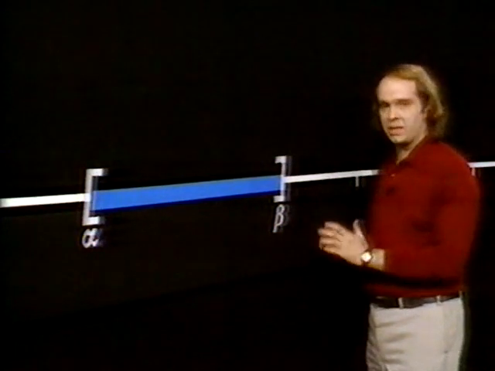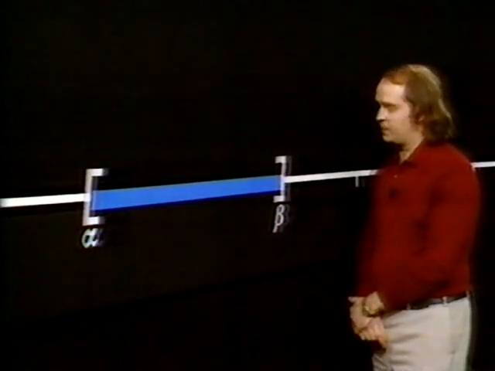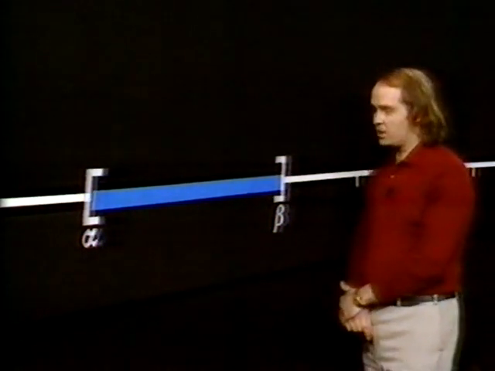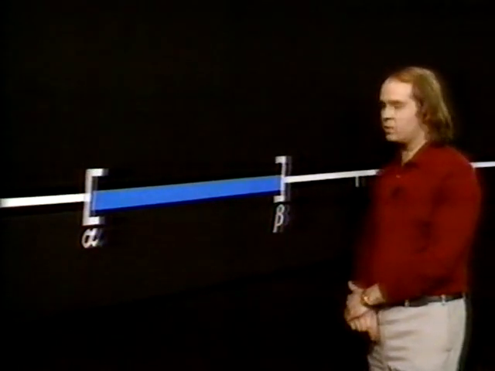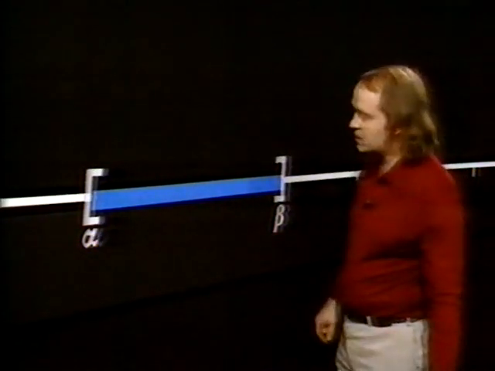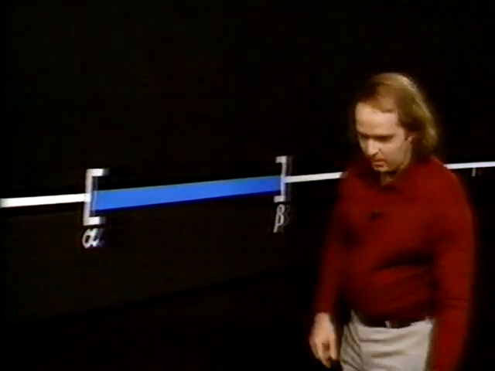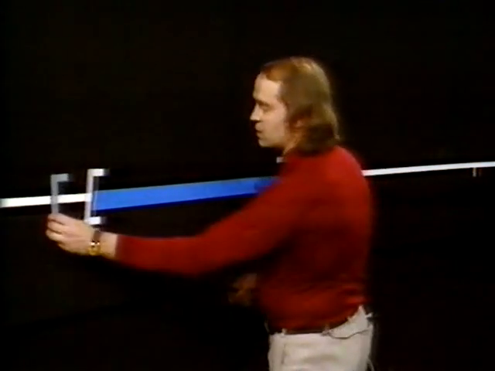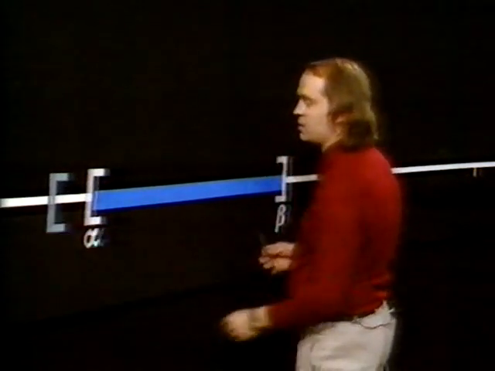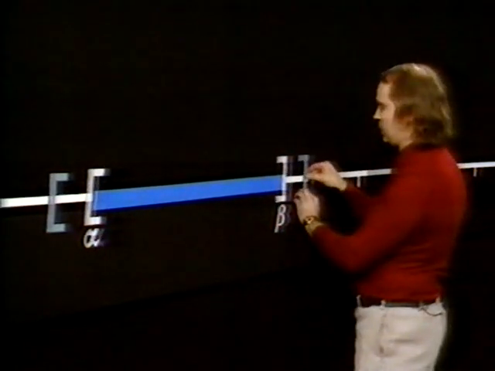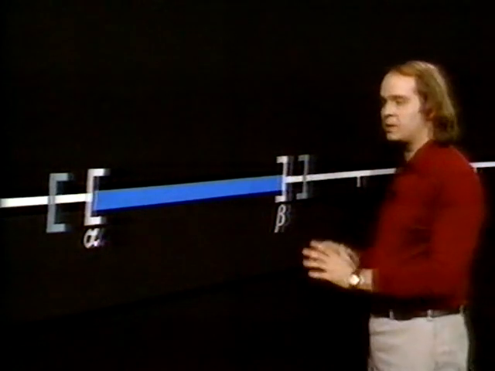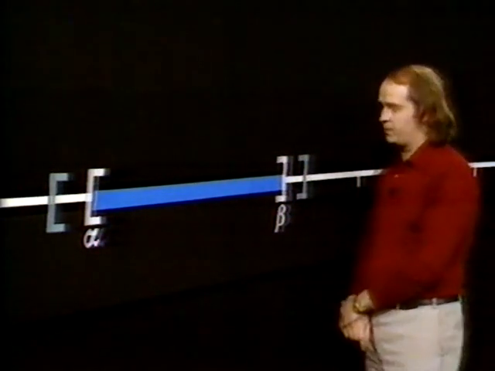Right, now to show the second bit, we have to show that alpha beta is the smallest closed interval that contains the set, which is that if we have any other closed interval, such as this one that contains the set, then we have to show that alpha beta lies inside this interval. Again, we'll argue by contradiction.